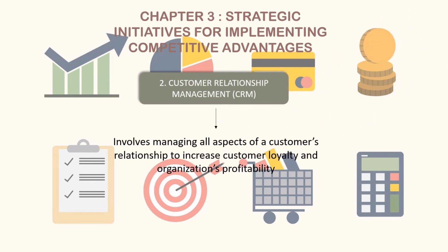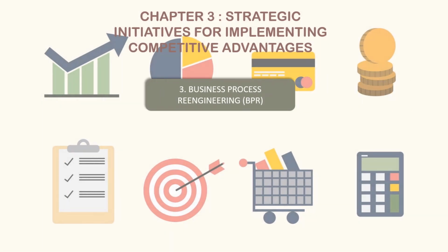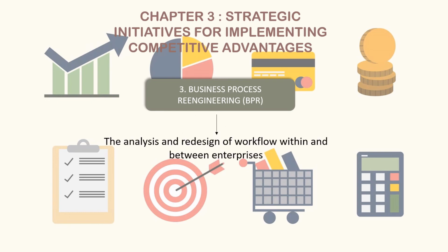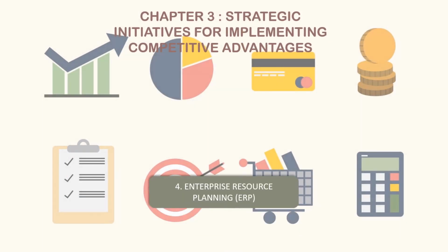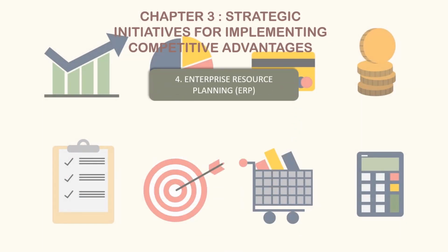CRM involves managing all aspects of a customer's relationship to increase customer loyalty and organization's profitability. The next point is business process reengineering, BPR. BPR is the analysis and redesign of workflow within and between enterprises. The last subtopic for chapter 3 is enterprise resource planning, ERP.